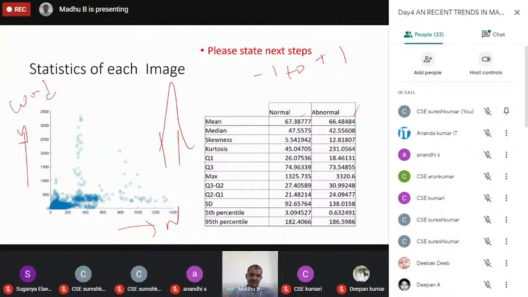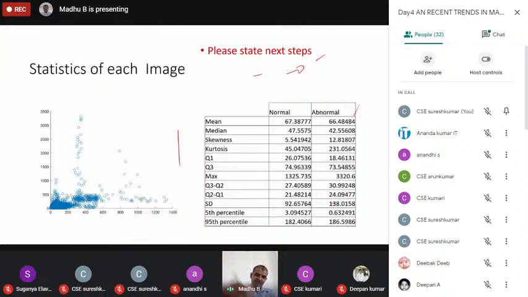My 25th percentile value is about 26. Here it is 18. The largest value for the normal is 1325, whereas for this it is 3320. The standard deviation is also extremely high. So looking at this data, I need to do some sort of data cleaning. I have also calculated the 5th percentile and the 95th percentile. The 5th percentile is 3, whereas here it is 0.63.